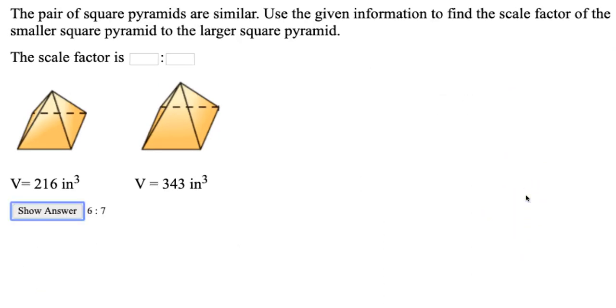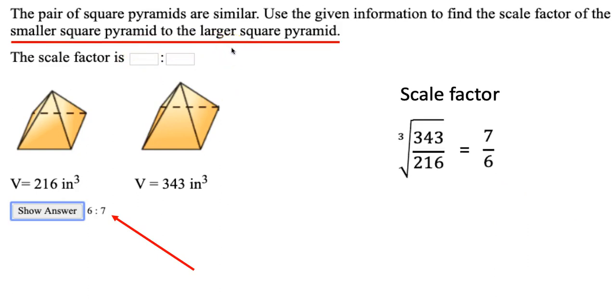So let's look at the problem again. They're asking us for the scale factor, but look at the answer. The answer is 6 to 7. So what happened here? The scale factor of the smaller square pyramid to the larger square pyramid. So if our scale factor was 7 over 6, which is correct, written as a ratio, however, they want it as smaller to larger, which is 6 to 7. So be careful when you're finding the scale factor. How do they want the answer written? And so in this case, 6 to 7.